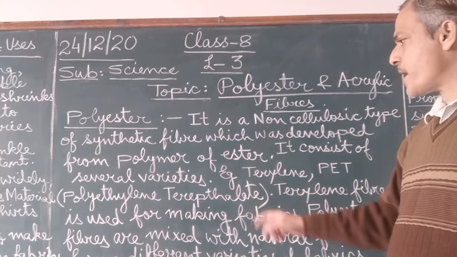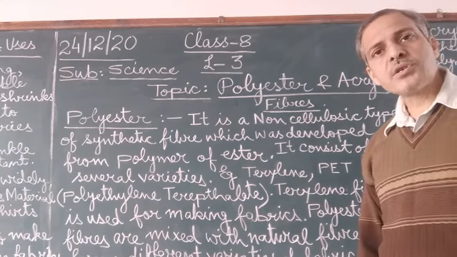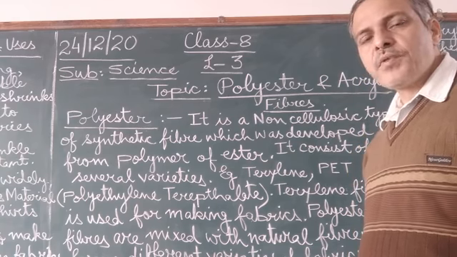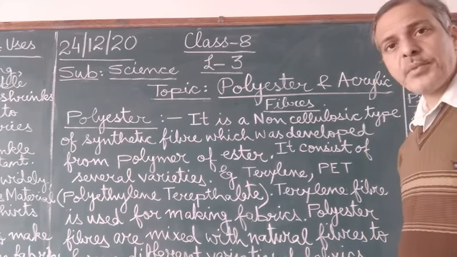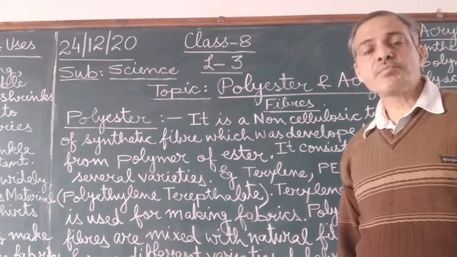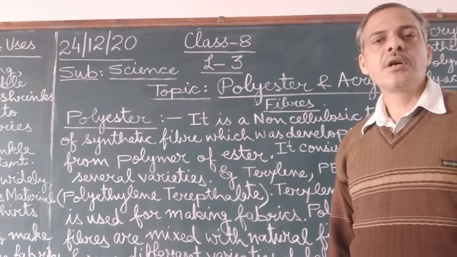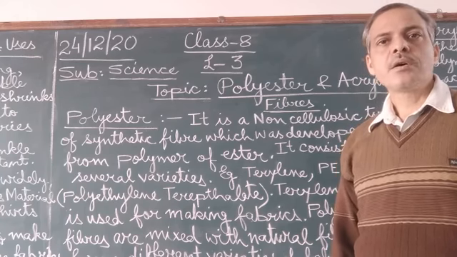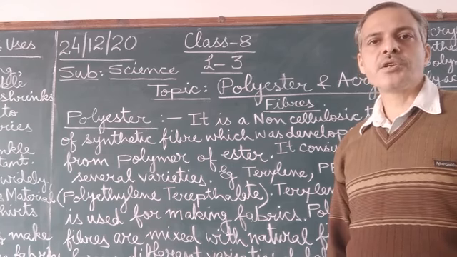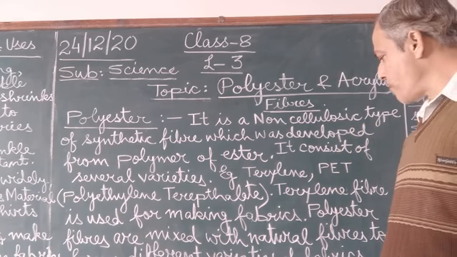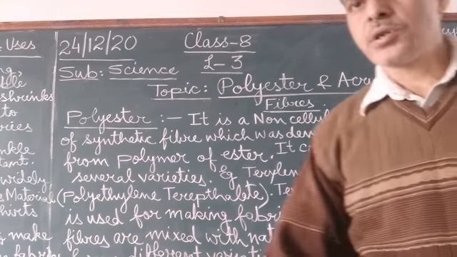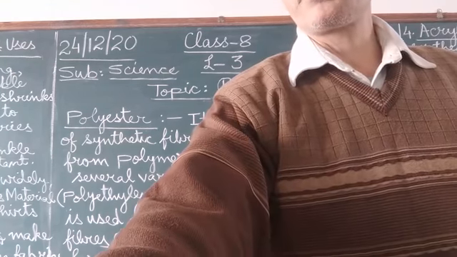Understood? Now, besides this, polyester fibers are mixed with natural fibers to develop different varieties of fabrics. So this is one important use of polyester fibers: they are mixed with natural fibers, and after mixing, they are used for making different varieties of fabrics. These are a few important points which you should remember about the polyester type of non-cellulosic synthetic fiber.